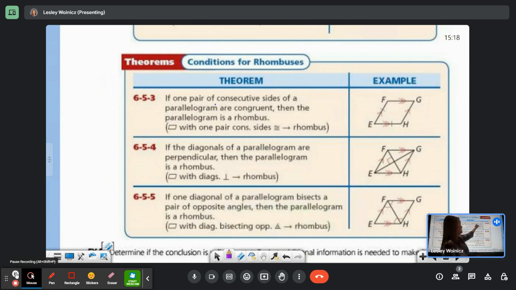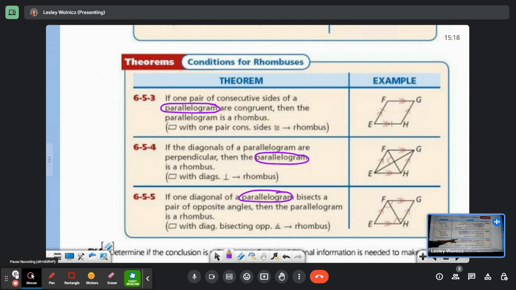Notice that all of these are saying parallelogram. Parallelogram. There's actually another. This is not true if all we know is that it's a 4-sided figure. We have to know that these are parallelograms to make conclusions based on this information. Does everybody understand that? Well, is there going to be a question on the test that doesn't say parallelogram? Okay, we'll talk about that in a second.